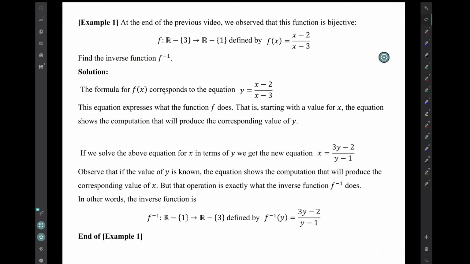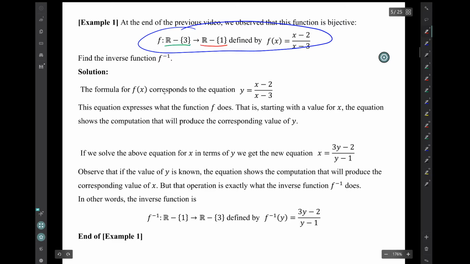So let's do an example. At the end of the previous video, we found that this function is bijective. The function with domain, the set of all real numbers except 3, and range, the set of all real numbers except 1, given by this formula. Question is, how do we find the inverse function?